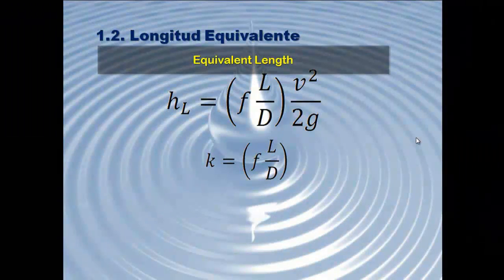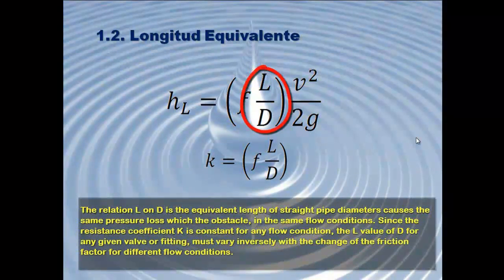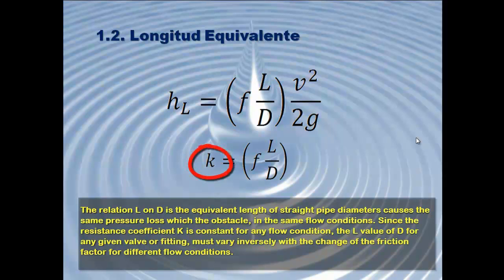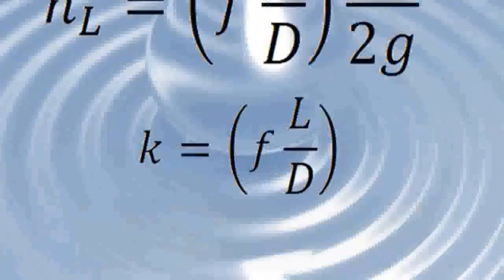Equivalent length. The ratio L over D is the equivalent length, in pipe diameters, of straight pipe that causes the same pressure loss as the obstacle under the same flow conditions. Since the resistance coefficient K is constant for any flow condition, the L over D value for any given valve or fitting must vary inversely with the change of the friction factor for different flow conditions.